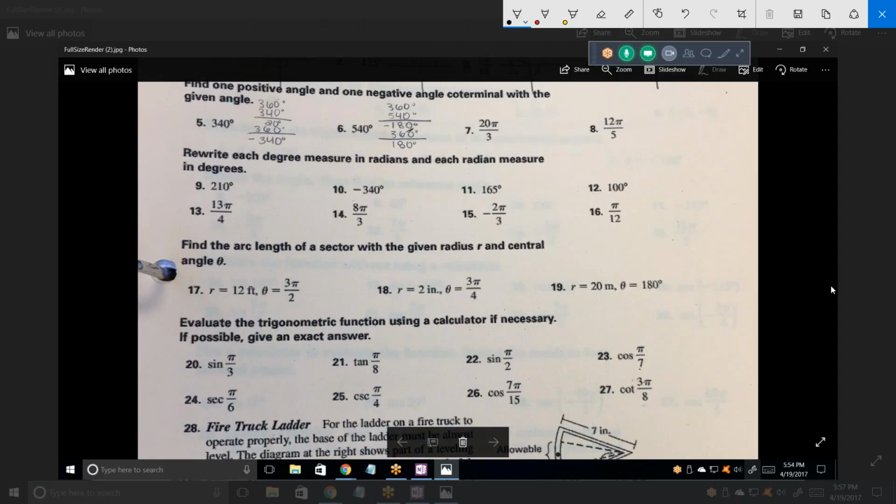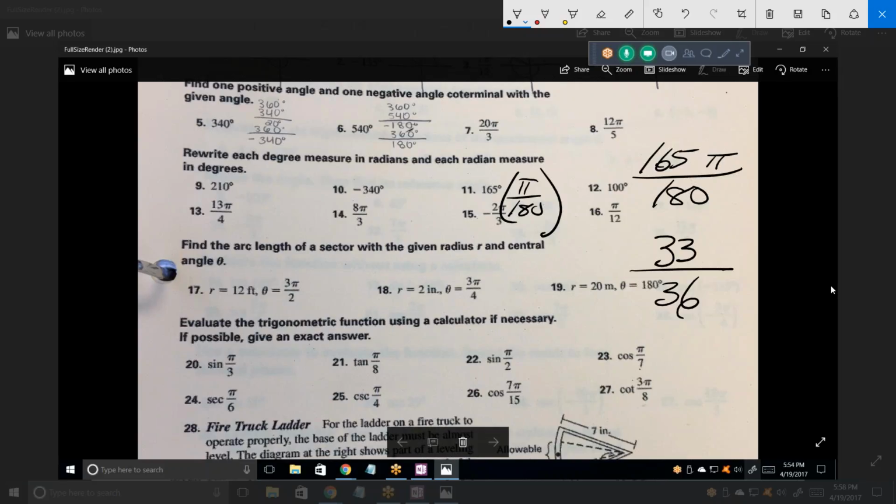Number 11. It's my conversion factor. Pi over 180. Now break this down. 165 pi over 180. What can I divide top and bottom by for sure? 5. Okay. 5 goes into the top how many times? 33. And the bottom? 36. Oh, I can divide both of those by 3. What's that? Okay, 11 over 12.